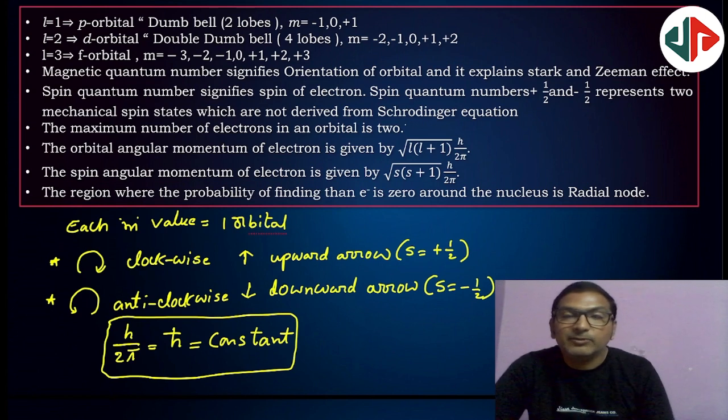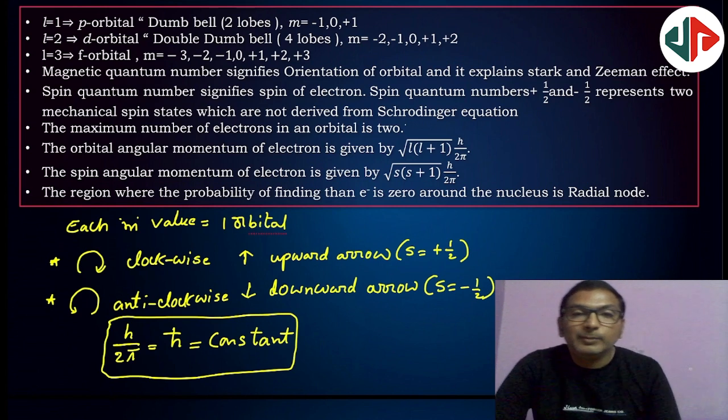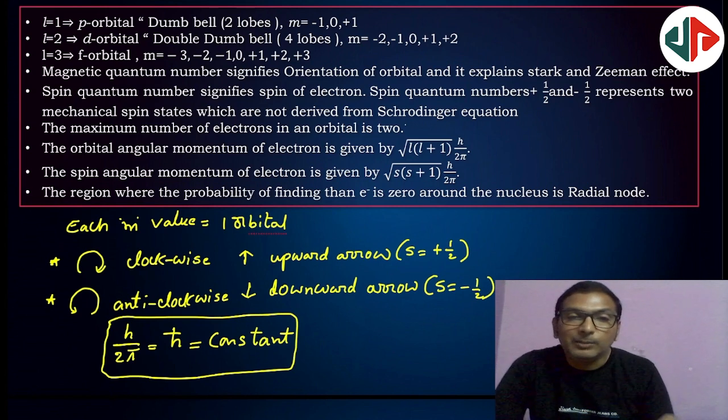Here are three types of angular momentum. The angular momentum of an electron in an orbit is equal to nh by 2 pi. The angular momentum of an electron in an orbital is equal to root of l into l plus 1 into h by 2 pi. Spin angular momentum is root of s into s plus 1 into h by 2 pi. Remember these three.